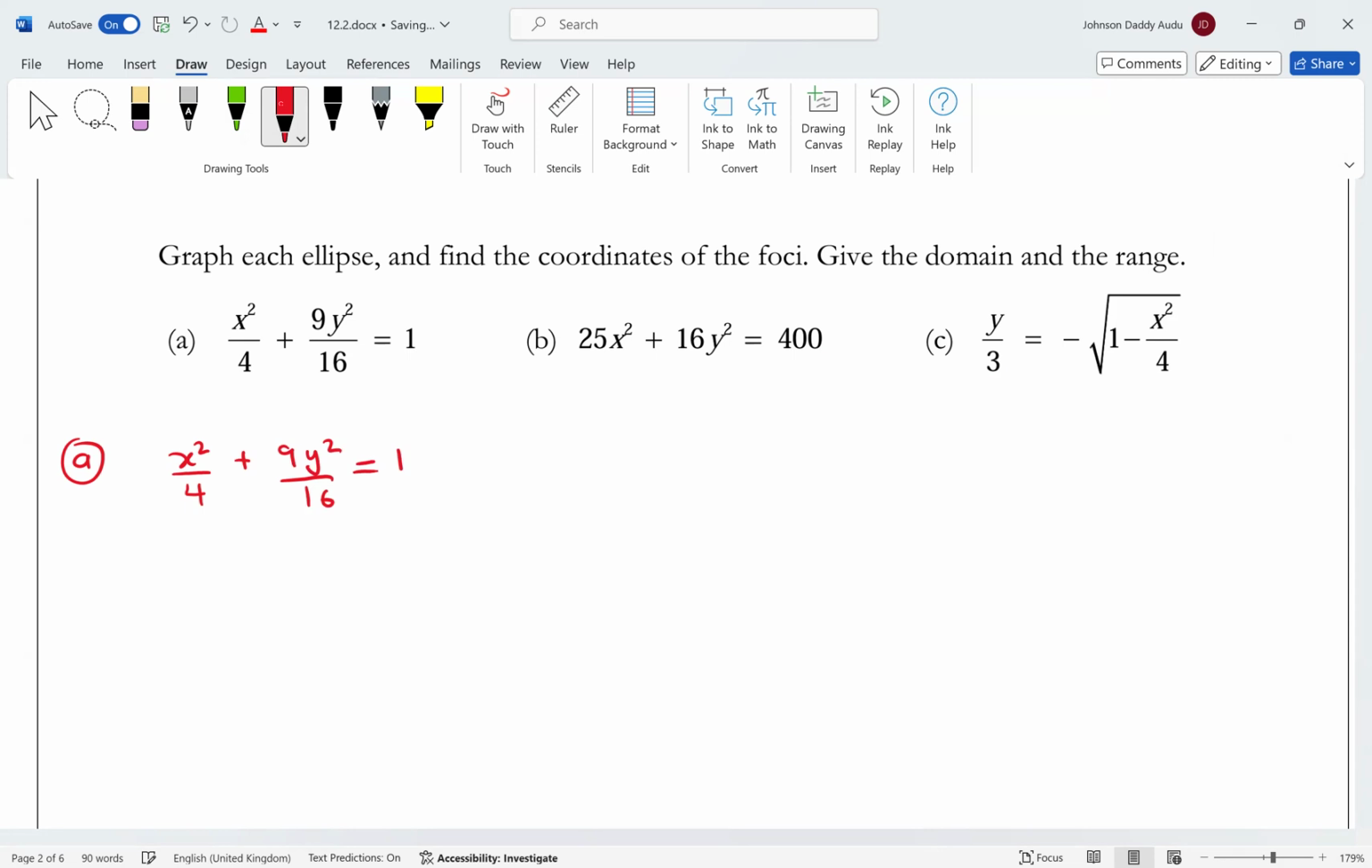The first thing you observe is that the center is (0, 0), because there is no shift. Since there is no shift, you have to write it in standard form first. This is x squared over 2 squared plus, but you need to get rid of this 9, so this is going to be y squared over 16 over 9 equals 1. You are dividing the numerator and the denominator by 9 just to get rid of that. Now this is x squared over 2 squared plus y squared over (4 over 3) all squared equals 1.